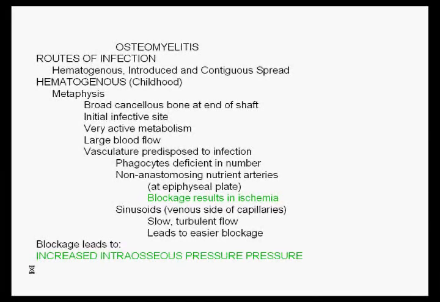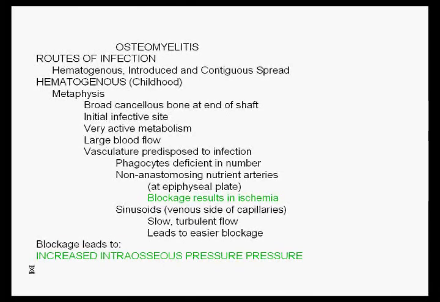So the routes of infection for osteomyelitis are hematogenous, introduced, and contiguous. And the hematogenous route is divided into two groups, for childhood and for adults. In childhood, it's mainly in the long bones because that's where most of the blood supply in growing people goes in terms of the skeletal system. And it's usually at the metaphysis, which is a broad cancellous bone at the end of the shaft. It's very active metabolically and has a very rich blood flow, and that's why it makes sense that it would be the initial infective site.